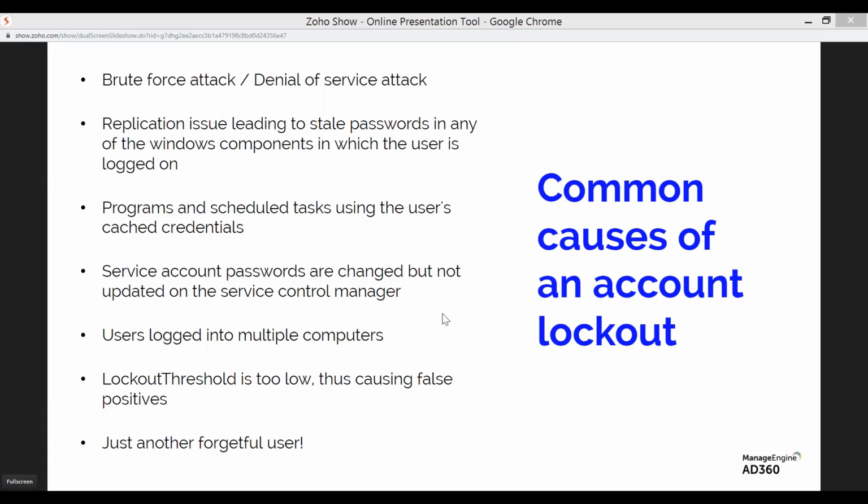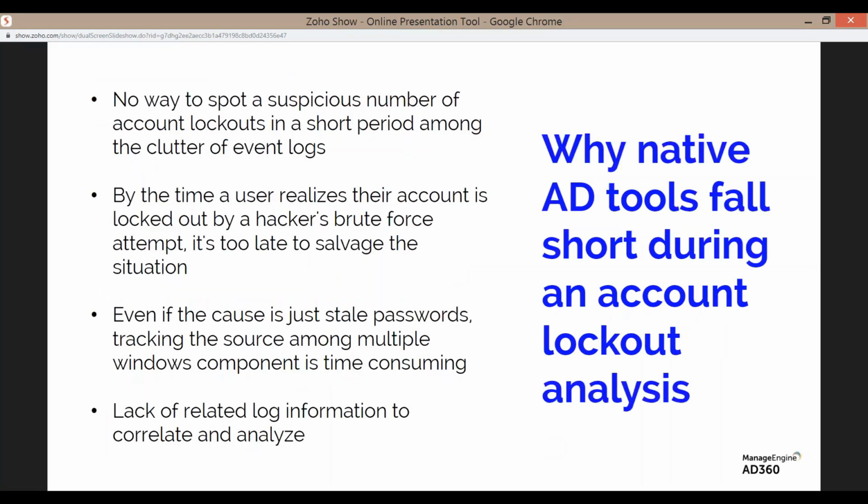We will need to go back to understand what the common causes are, and why your AD tools fall short. So I've given you the causes and a quick overview on why native AD tools fall short. I'm going to quickly get into a live demonstration of how difficult it is to skim through your event viewer. Just a quick second while I get my event viewer up.